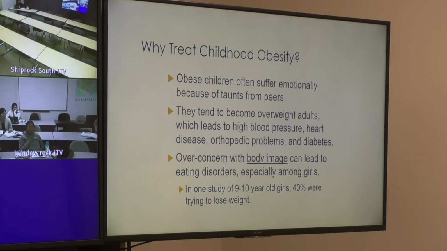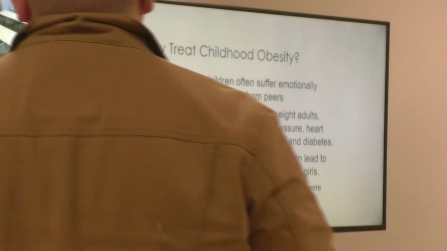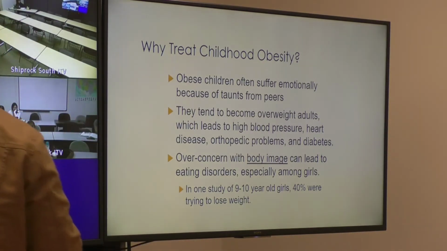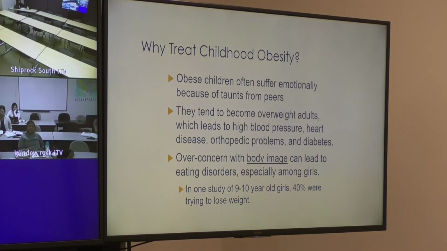Obese children often suffer emotionally because of taunts from peers. That's the reason why we always look at that. We look at body image. They start becoming over-concerned. Again, within that, one study of 9 to 10-year-old girls found 40% were trying to lose weight.